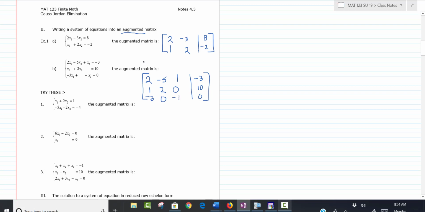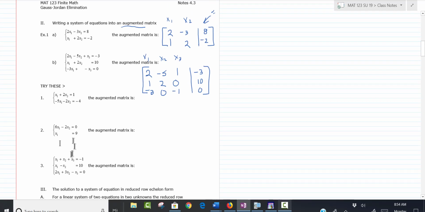So see, what you always want to have is a column for x1, a column for x2, and a column for x3, and so forth. In this first example, you have those columns there, okay? So that's the columns for the variables. This is what those are equal to. So there's really nothing to that. Go ahead and pause the video and write down what you think the augmented matrix will be for these 3 examples.